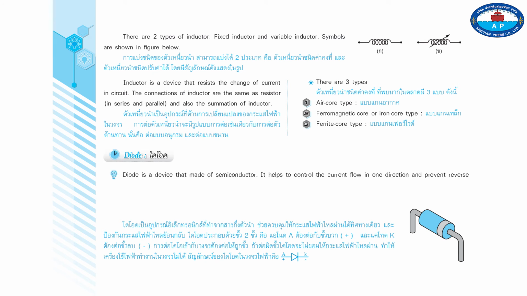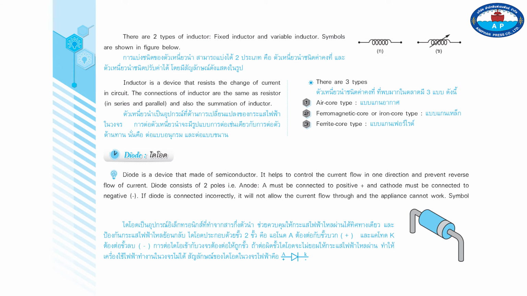Diode. A diode is a device that is made of semiconductor. It helps to control the current flow in one direction and prevent reverse flow of current. A diode consists of 2 poles, i.e. anode, which must be connected to positive, plus, and cathode, which must be connected to negative, minus. If a diode is connected incorrectly, it will not allow the current to flow through and the appliance cannot work. The symbol of a diode is as follows.